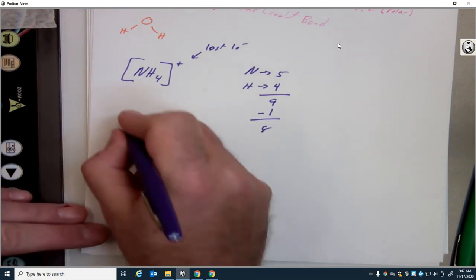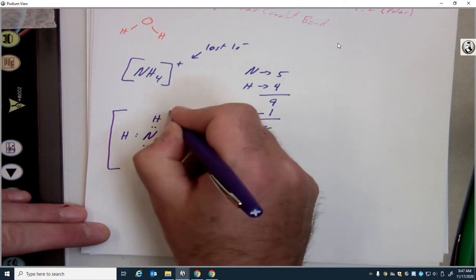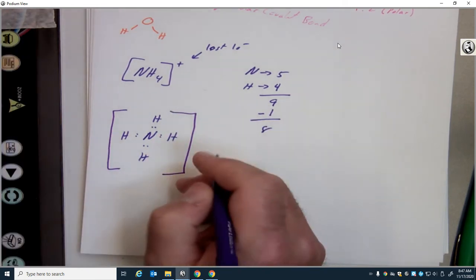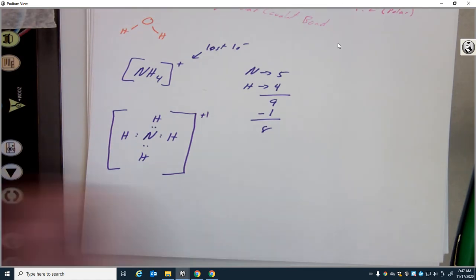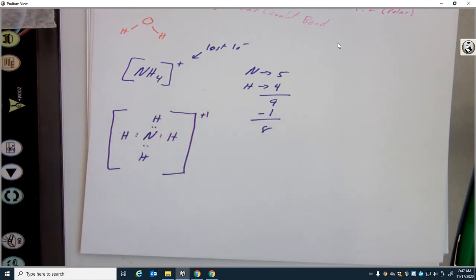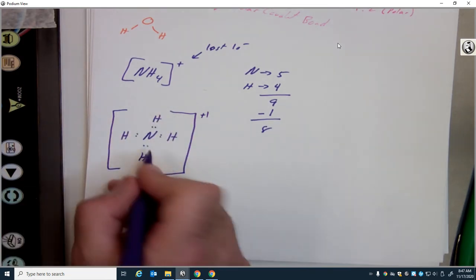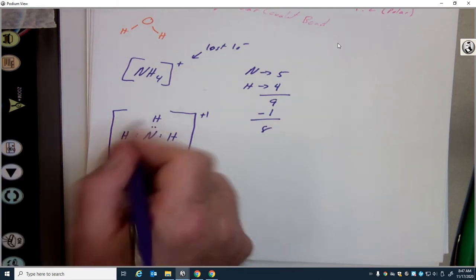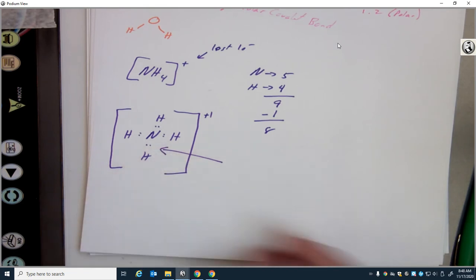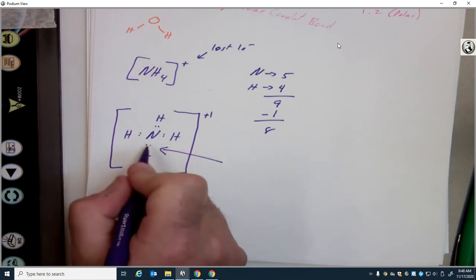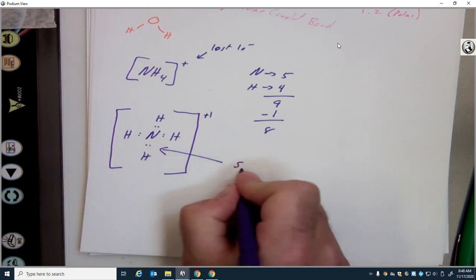Now, this is an ion. It's going to go in brackets, and it has a +1 charge. So this would be the ammonium ion. Now, let's go ahead and name these bonds. They're all the same, but let's name this bond right here. Well, we're sharing one pair of electrons, so that's a single bond.